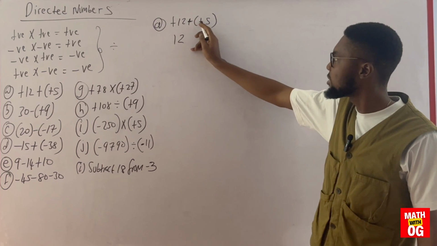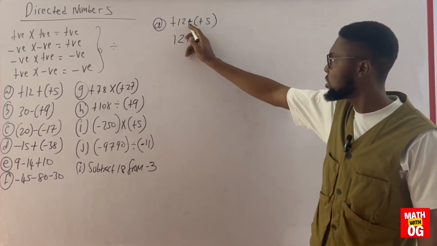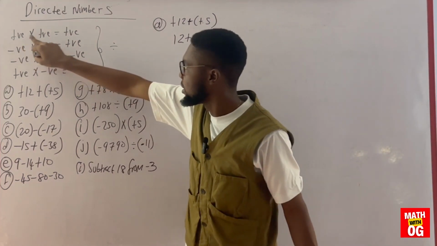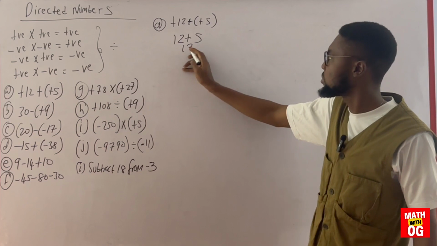So what is plus times plus? Simply plus. So you have plus what? 5. So this is plus times plus. A positive number times a positive number is a positive number. So this is 12 plus 5. The answer here is 17.